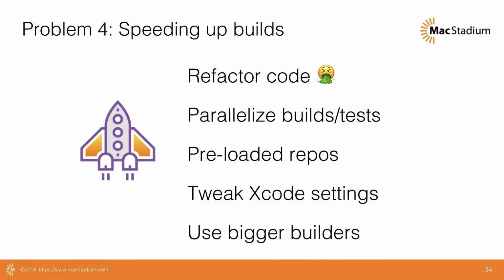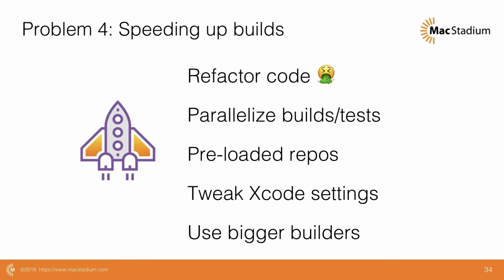Another slightly faster option is to parallelize your builds and your tests. Now, this can be akin to refactoring. You may need to rewrite or restructure your app to make sure that it can be parallelized. You may need to think about your tests in a different way. But parallelization can offer big speedups, especially when you're on multi-core build nodes.